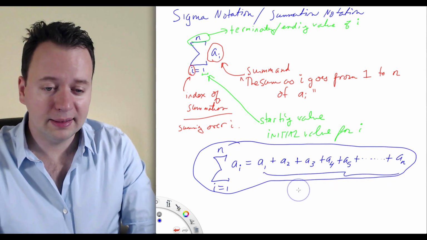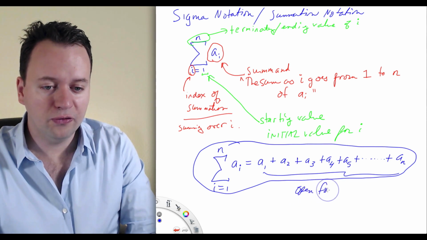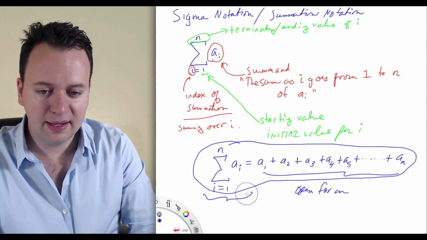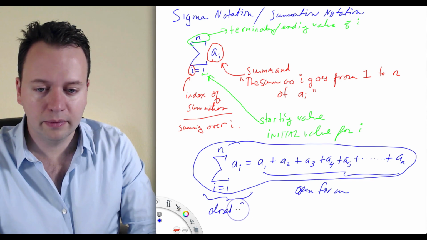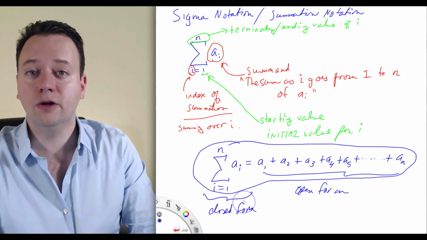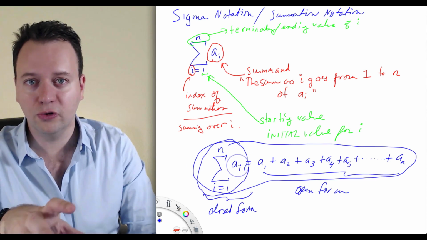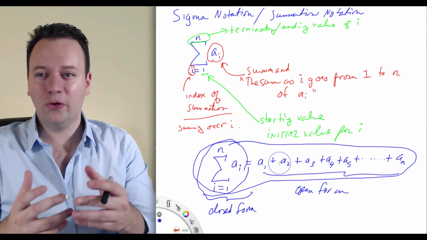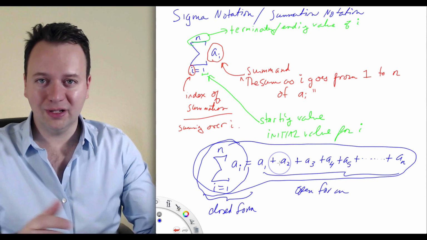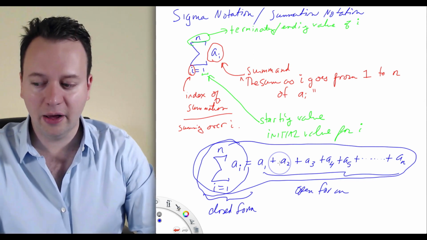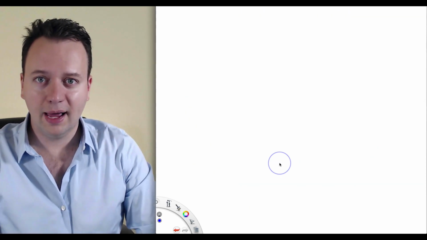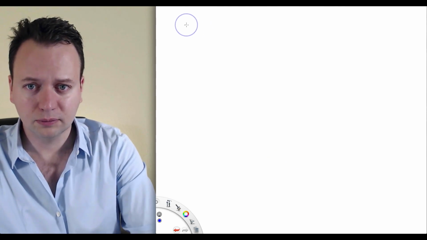This, on the right-hand side, is called the open form, and on the left-hand side, it's called the closed form. So if you're ever asked for a closed form solution, you'd want to express it in sigma notation or summation notation, as opposed to 1,000 individual terms summed together. So let's take a look at a few examples.